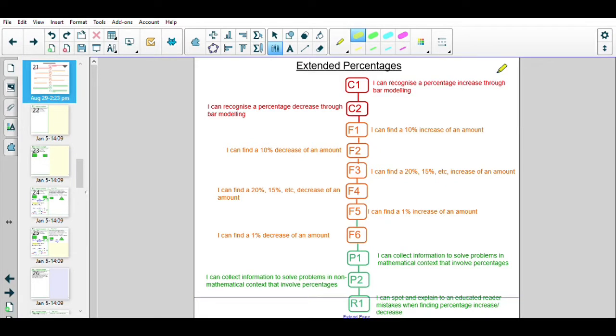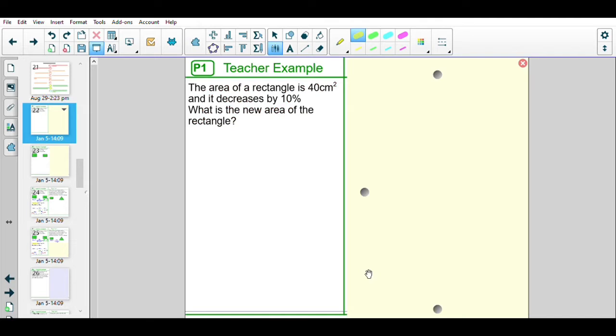This unit is about extended percentages. In this video, I'm going to explain P1, collecting information to solve problems in a mathematical context, and P2, non-mathematical context. Pause the video, read the question, have a go if you can answer it.